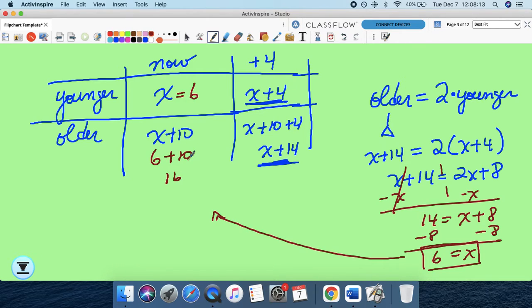Just to double check, they said in the beginning of the problem that in 4 years, the older brother is going to be twice as old. Let's see if that's true. In 4 years, the younger brother is going to be 6 plus 4, so he's going to be 10 years old. The older brother is going to be X plus 14. X is 6, so 6 plus 14. The older brother is 20. Just like the problem said, in 4 years, the older brother is going to be twice as old as the younger brother.